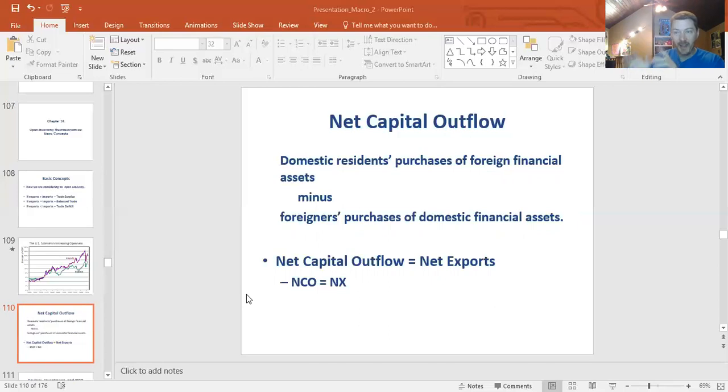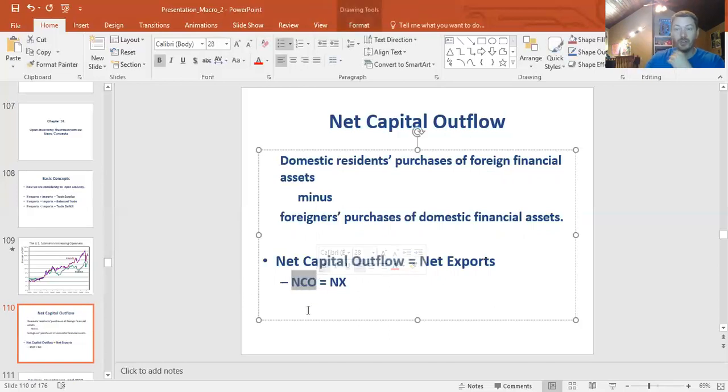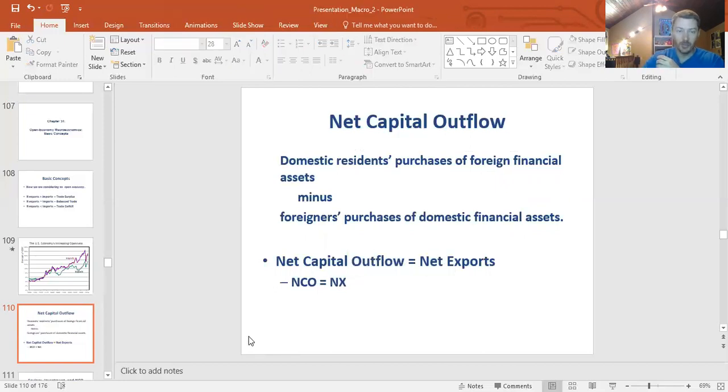Now here we're mixing and matching two different things. Net capital outflow refers to the flow of financial capital across international borders. But net exports, now we're switching gears back to trade. Net exports refers to goods and services that are bought and sold across international borders. So we're mixing financial markets with markets for goods and services here. But net capital outflow must equal net exports in an economy in a fundamental sense in the long run.